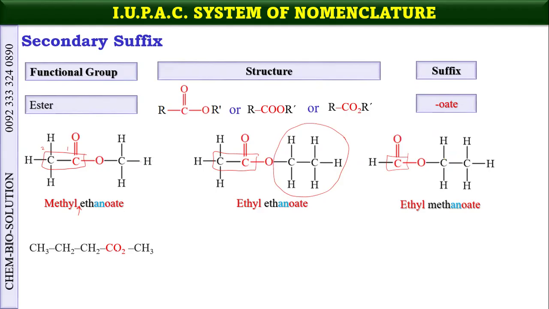Now see, if it is written like this, it is not carbon dioxide, this is this bond, but it is written like this. So this is the group and the bonding is shown here. So this is the basic chain. So, methyl butanoate. And here, this is the basic chain.